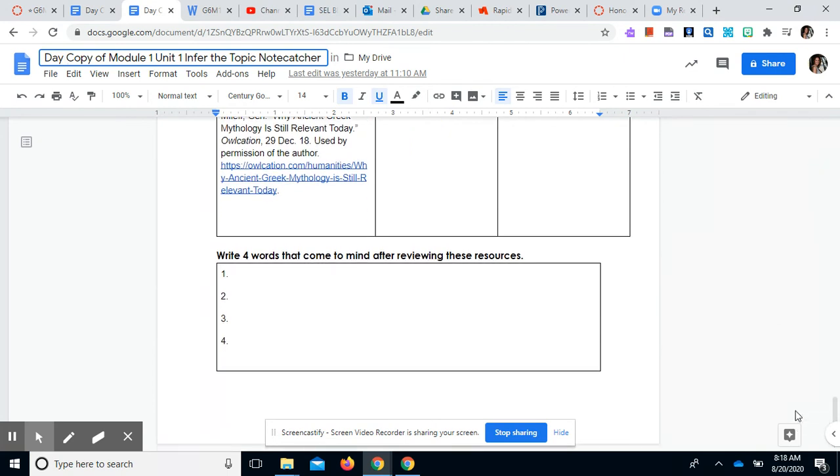And then at the very bottom, it's asking for you to write 4 words that come to mind after reviewing the resources. This is where we're making the inference. And so this is where I want you to think about what you think the big overall topic is for this module of study. And then we will continue with lesson 1 on, let's see, August 20th.